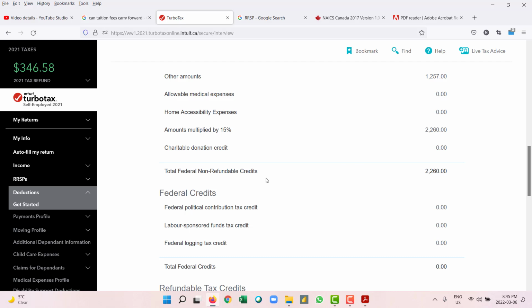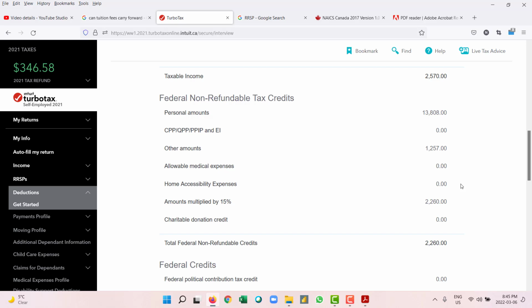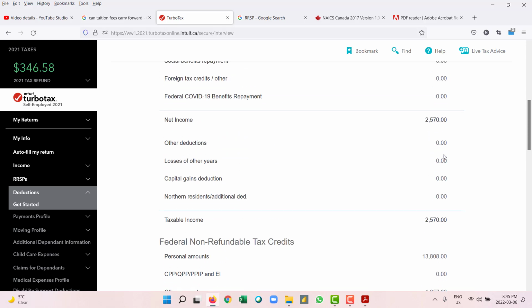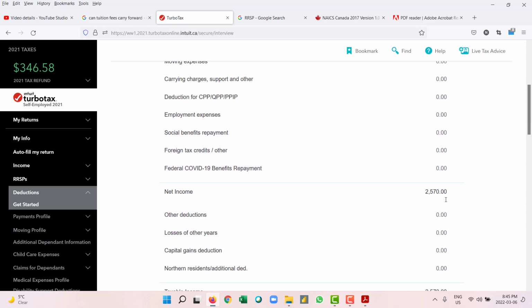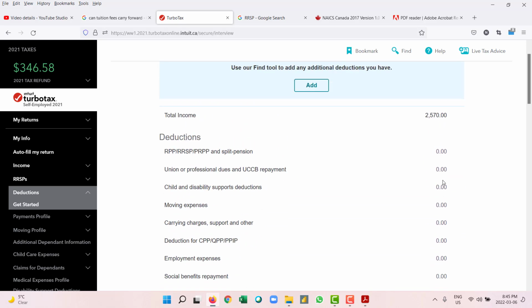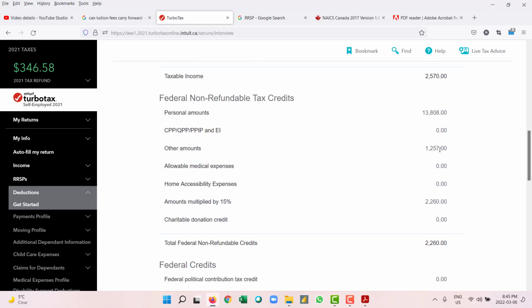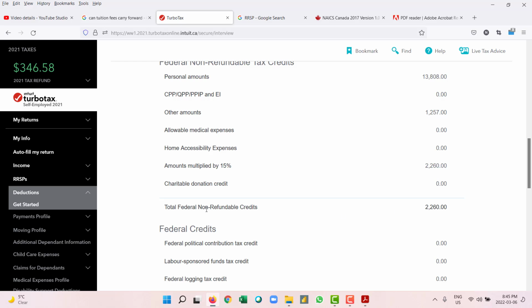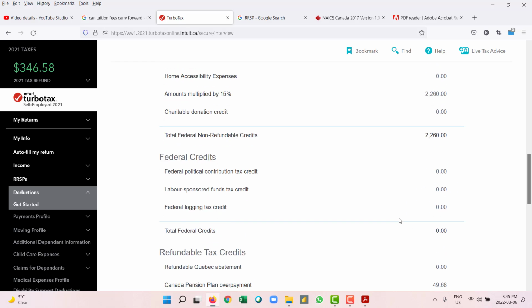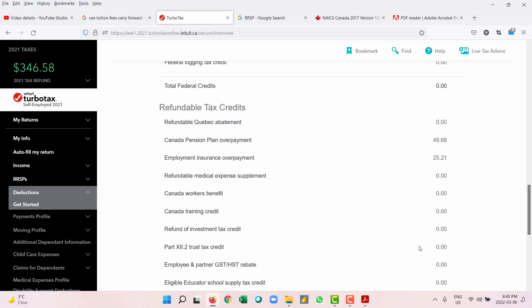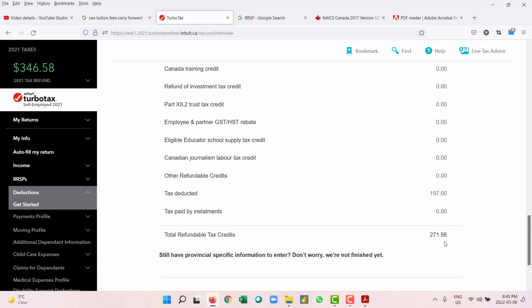This is the non-refundable credit, 2260. 2570 was my net income. My total income was 2570, multiplied by 15% gives 2260. The total for non-refundable is something that the CRA will not send you any check for. I will not receive any check. And the refundable tax credit is something, 271.